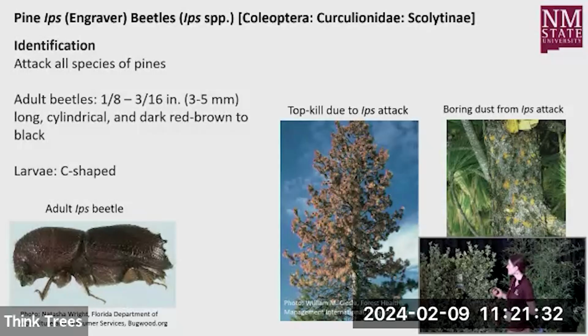These beetles attack all species of pines, these Ips beetles. The adult beetles are pretty small, about 3 to 5 millimeters in length. They're long and cylindrical. Their color varies, but they're kind of dark. They could be darkish red, brown, black. And the larvae are C-shaped.